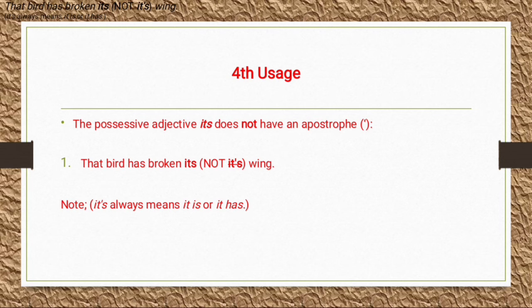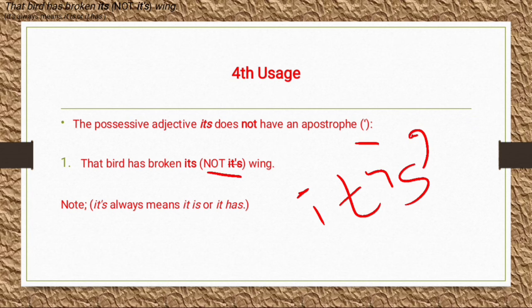And the fourth usage: the possessive adjective its doesn't have an apostrophe. Remember, it's important, don't use an apostrophe with its. So "the bird has broken it's wing" is wrong. Writing like this is wrong. The correct one is this: "the bird has broken its wing." Note, it's always means it is or it has.